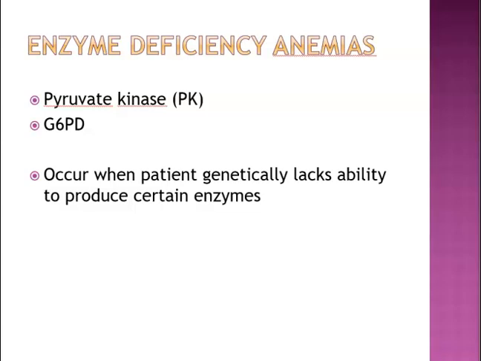The next category of anemias that we're going to discuss is our enzyme deficient anemias. And we're going to discuss two of those, our pyruvate kinase or PK and our G6PD. This occurs when patients genetically lack the ability to produce certain enzymes. And we're going to talk about each of these on the slides coming up.